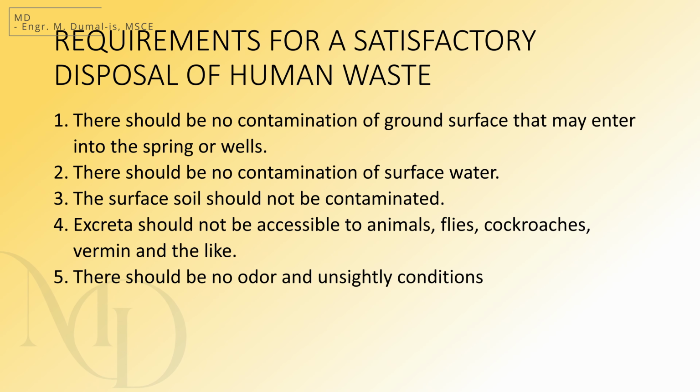Moving forward, there are also requirements that help us determine whether the disposal of human waste is satisfactory. These criteria guide us in making sure that the system is safe and effective. First, there should be no contamination of the ground surface that could seep into springs or wells. Second, there should be no contamination of surface water. Third, the surface soil itself should not be polluted. Fourth, excreta must not be accessible to animals, flies, cockroaches, vermin, or similar carriers of disease. And finally, there should be no unpleasant odors or unsightly conditions around the disposal site.